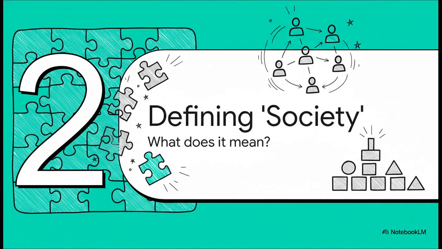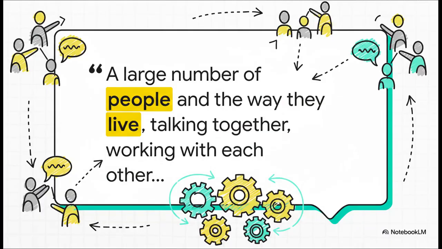All right, so let's get to it. How does Simple English take this huge concept and break it down? What are the actual fundamental pieces that make a society a society? Just take a second to let that definition sink in. A large number of people and the way they live. You've got talking together, working with each other. There's not a single complicated word in there, but it perfectly captures the whole thing. It shows us it's not just about a bunch of individuals, it's all about connection and interaction.